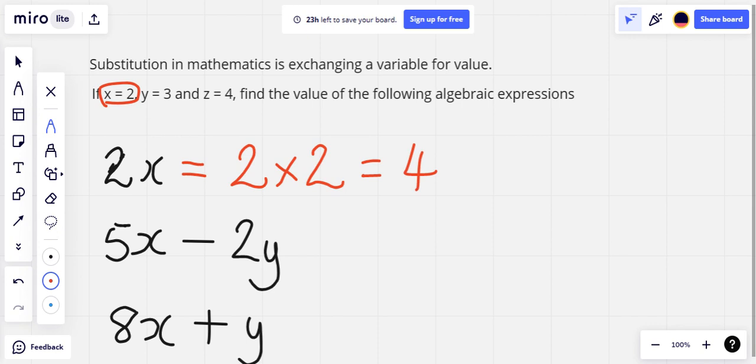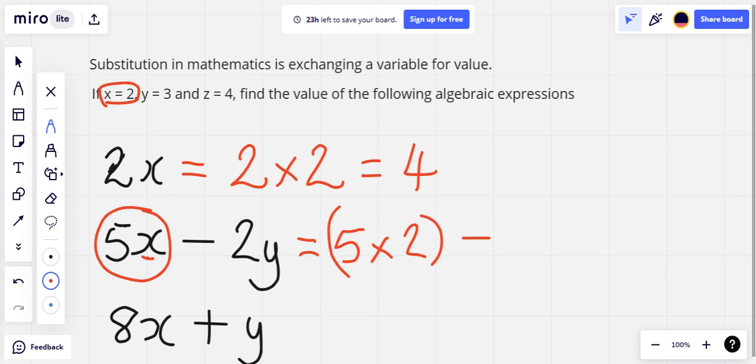All right, let's look at the second one. Remember, wherever we see x, we replace it with 2. In this expression, we see y also, so we know that we're going to exchange y for 3. So let's start. So 5x. And remember, when it is written like this, we are to multiply. So we say 5 multiplied by, and remember what x is. x is 2, so it's multiplied by 2. Let's put these in brackets.